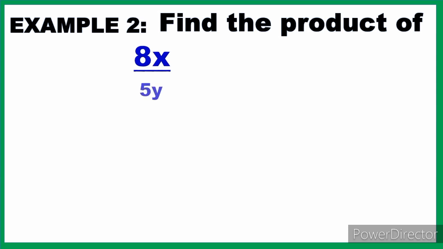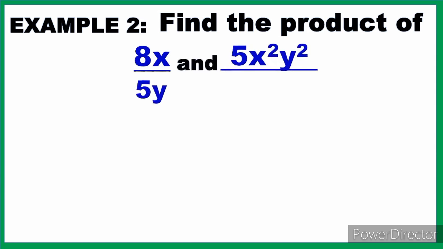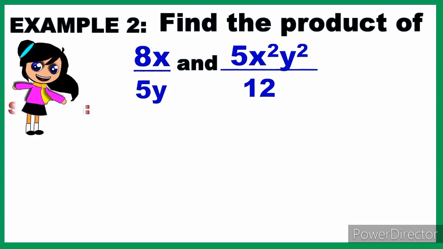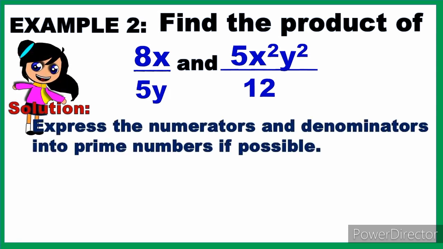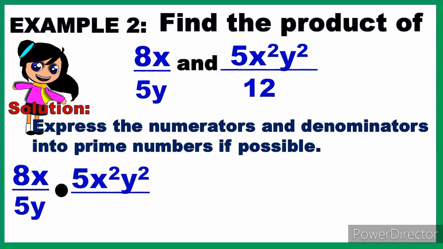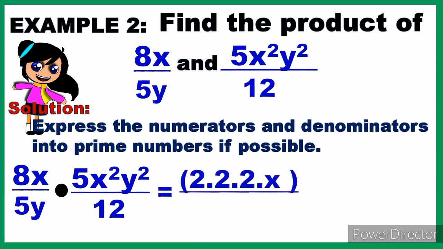Okay, next, example number 2. Find the product of 8x over 5y and 5x squared y squared over 12. And this is the solution. Express the numerators and denominators into prime numbers if possible. Okay, 8x over 5y times 5x squared y squared over 12. First, we're going to factor 8, and that is 2 times 2 times 2 times x.